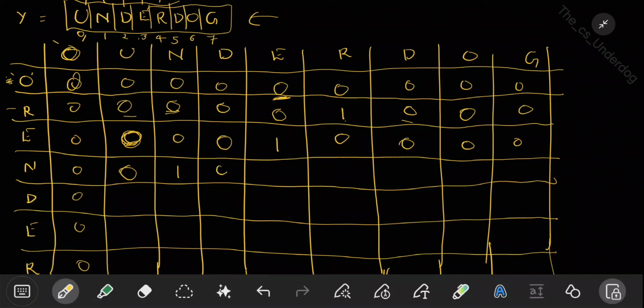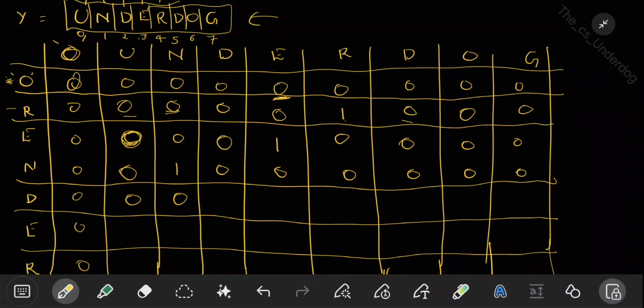N and D are not matching. N and E are not matching. N and R are not matching. The same way, all these are zeros. Next row. This row, you have D on one side. So D and U are not matching. D and N are not matching. D and D are matching. What should you do when it is matching? See whatever is present in the element diagonally above it. So here 1 is present. To that 1, you should add 1. So 1 plus 1 will be 2. 2 will be your entry here.